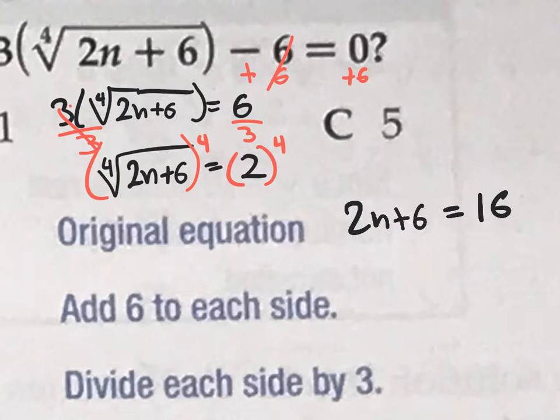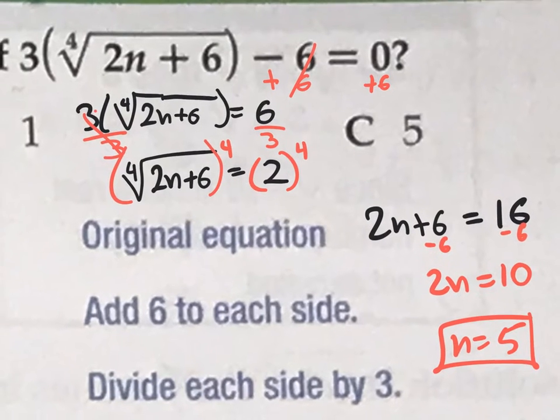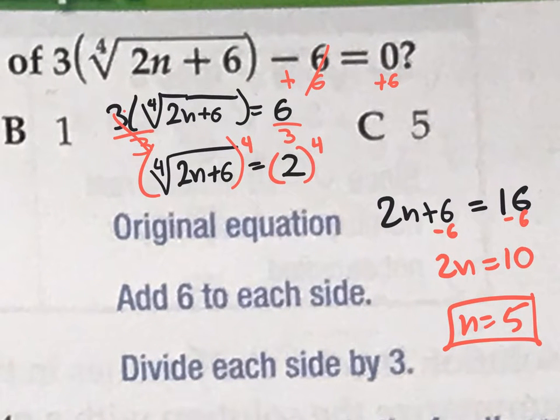Yeah. Sorry. And now we could solve that. Subtract 6, 2n equals 10. That means that n equals 5. That's our answer, but we did have step 3 that says test your answer. So if you were to plug in 5 right in here, it will work.